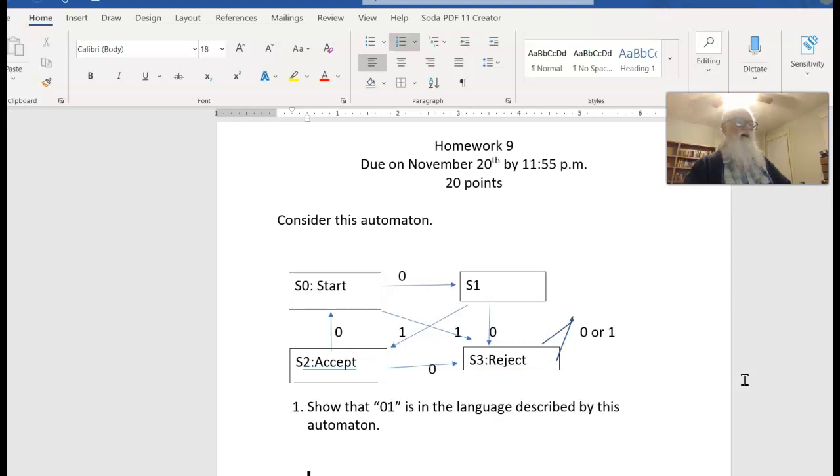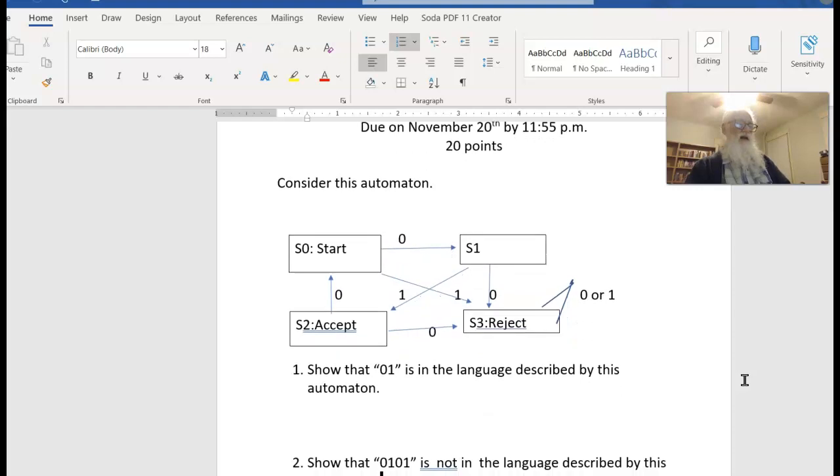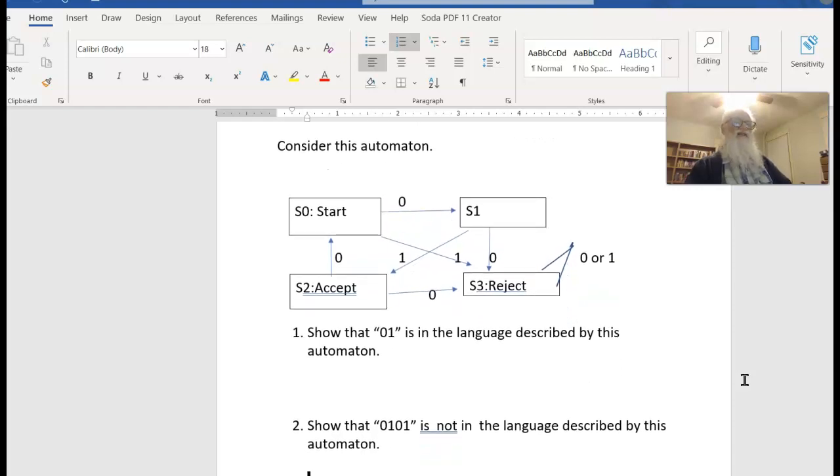So S0, you look at the 0. Where does that bring you? Then you look at the 1. Where does that bring you? Now you're finished. Are you in an accept state? Two, I wanted you to see that 0, 1, 0, 1 is not in the language. You can just look at starting with a 0, starting with a 1. What happens to the 0?